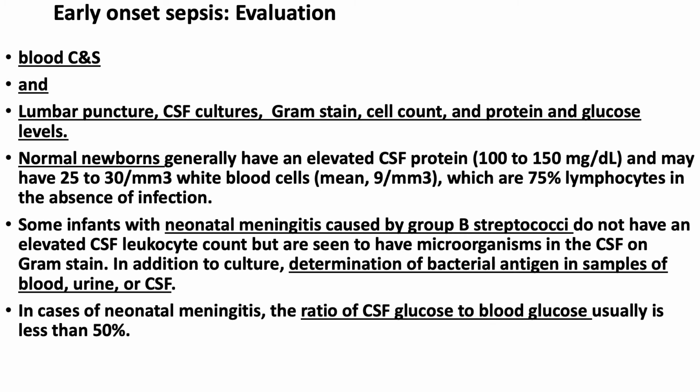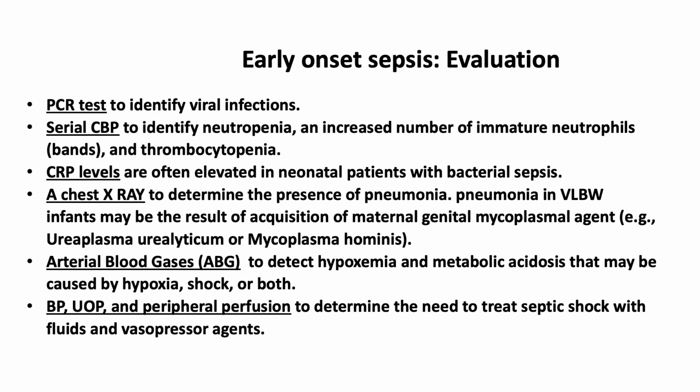In addition to culture, determination of bacterial antigen in a sample of blood, CSF, and urine may be considered. In cases of neonatal meningitis, the ratio of CSF glucose to blood glucose usually is less than 50%. So when we do lumbar puncture, we should also take blood sugar to compare with the CSF sugar. In early onset sepsis we can also do PCR test to identify viral infection.